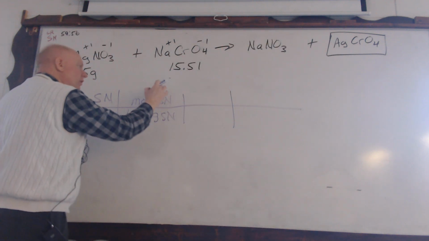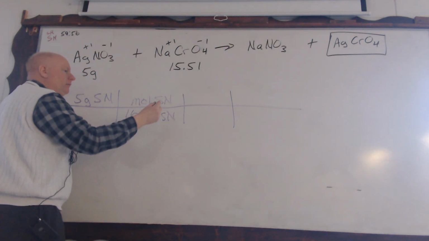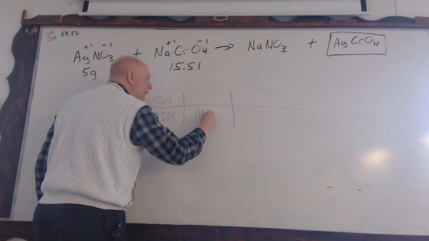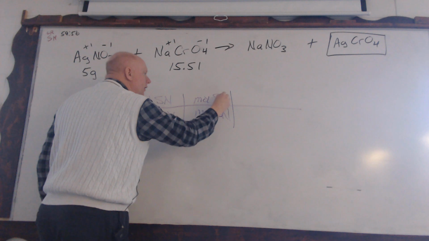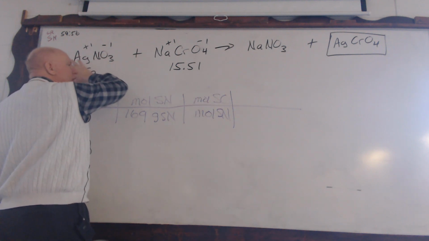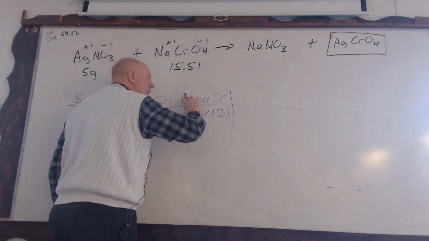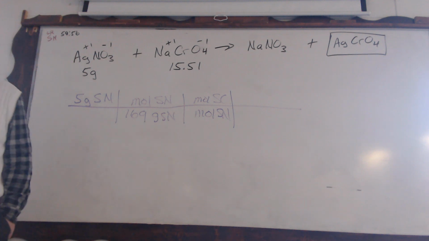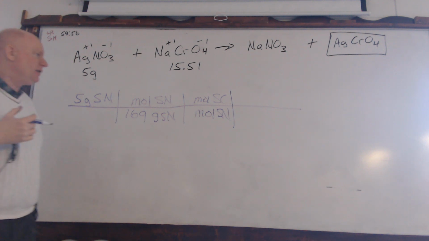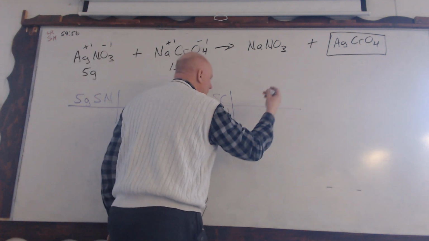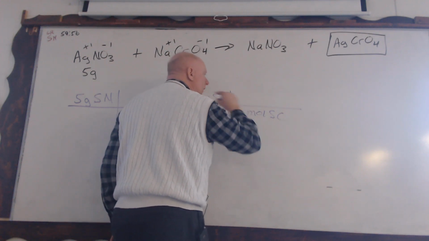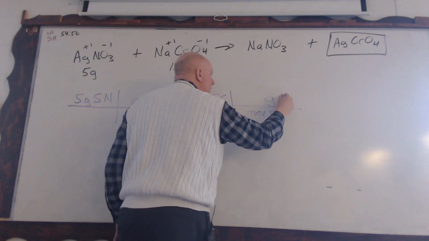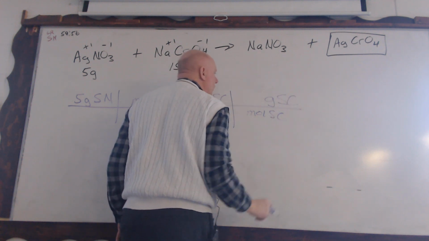So how do we get rid of this mole of silver nitrate? Okay? Because if there were any coefficients, this is the step where you need those coefficients. But since there are none, we can just go ahead and move on to our final step. And then that would be grams of silver chromate, sorry.